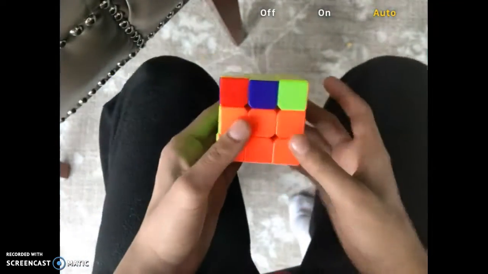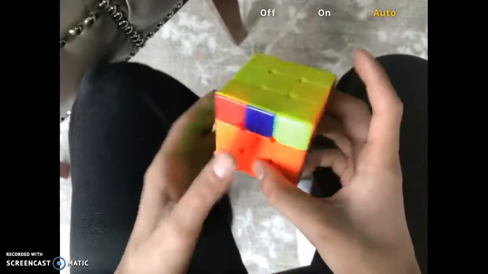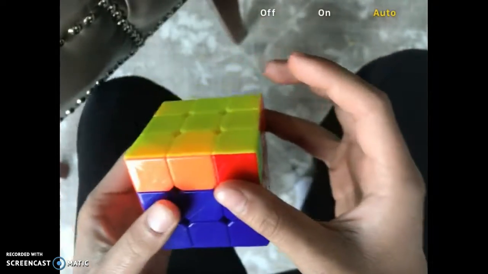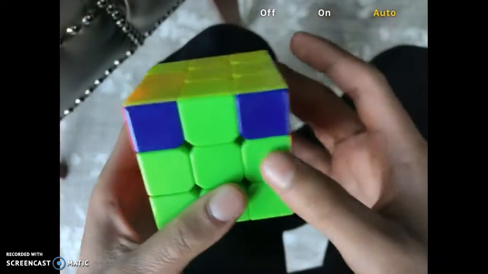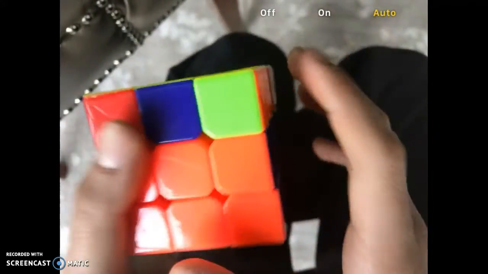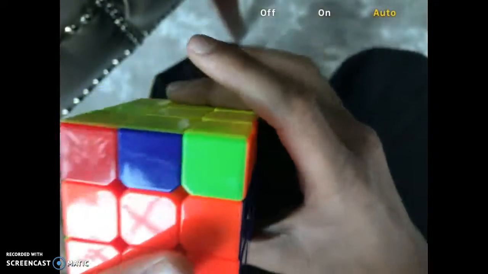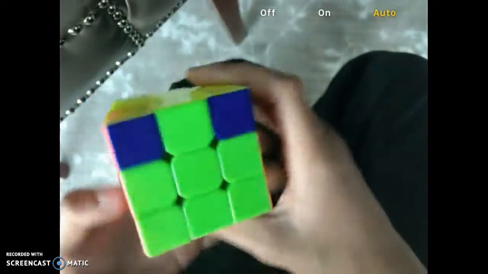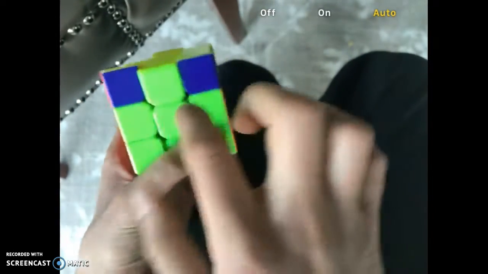Okay, so find headlights. And oh yeah, what's a headlight, you're going to ask? Well, a headlight is what looks like a headlight. Look on the top layer for a side that has only one edge a different color than the rest. And it has to be an edge, it can't be a corner. So for example, this. There's two blues surrounding one green.